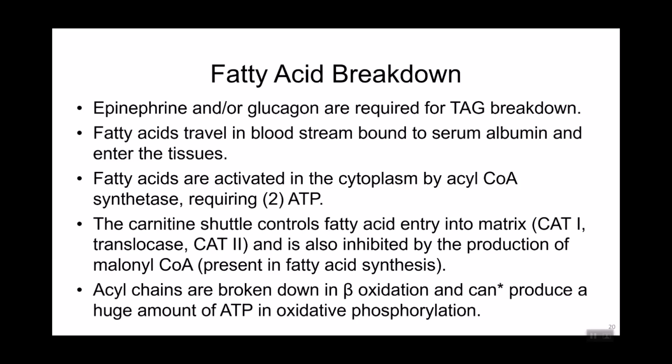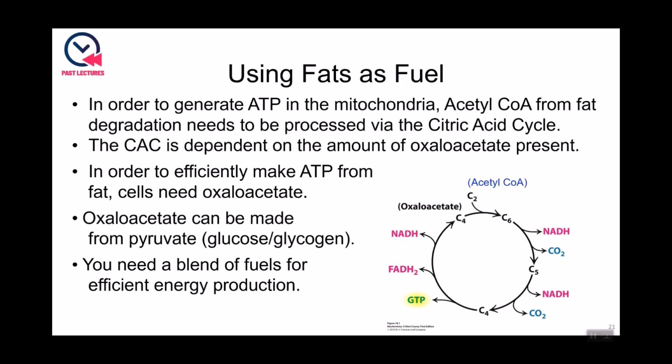Now, not only do we need oxygen in oxidative phosphorylation to make ATP from fat, but there's also one other limiting factor when it comes to getting all that energy out of a fatty acid chain. When it comes to making all those NADHs and FADH2s in the citric acid cycle from the acetyl-CoA molecules, remember that the citric acid cycle is a cycle and is dependent on the amount of oxaloacetate that's present. So say we had hundreds of acetyl-CoAs coming in from beta oxidation, but we only had 10 oxaloacetates. That oxaloacetate is going to be the limiting factor, and you won't be able to efficiently make ATP from fats.